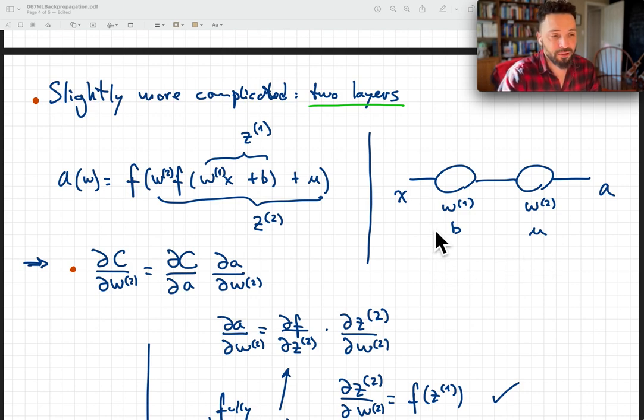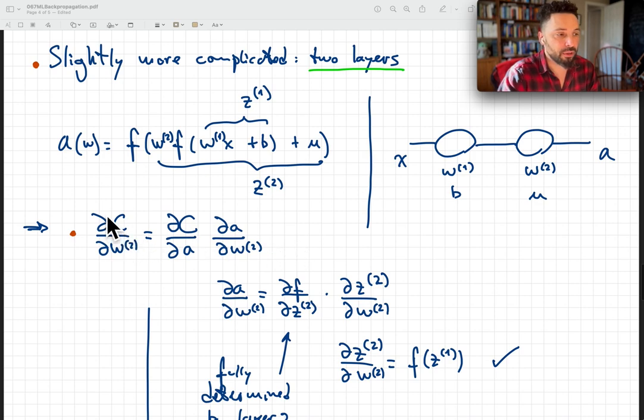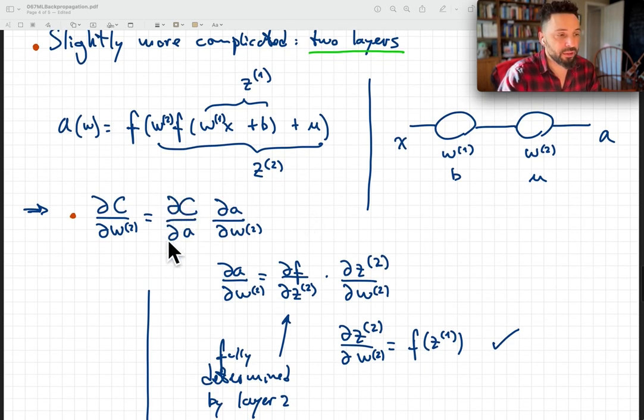Of course, one would say it's hardly a network even, but you do have an input, and you have a weight and a bias, another weight, another bias, and then the output of the network is just this one number a. And so to tune this network, we would need dC/dw2. We're going to need the gradient with respect to the weight of this second neuron here. And once again, that's given by dC/da times da/dw2.